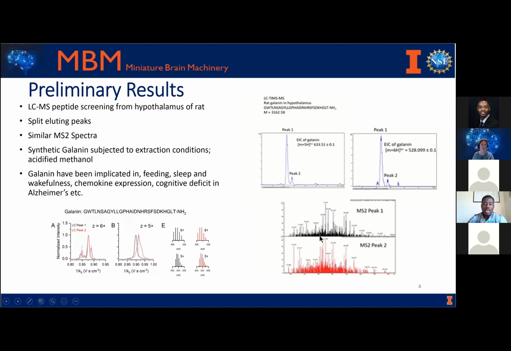Now, the interesting thing here is that although these peaks are the same, coming from the same precursor ion and the same peptide, they have different ion mobility profiles at different charge states.